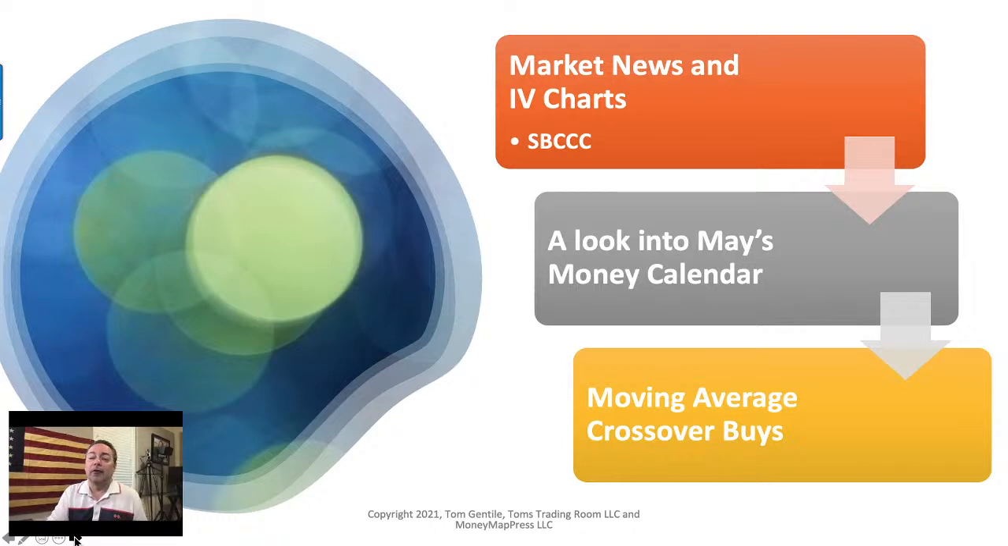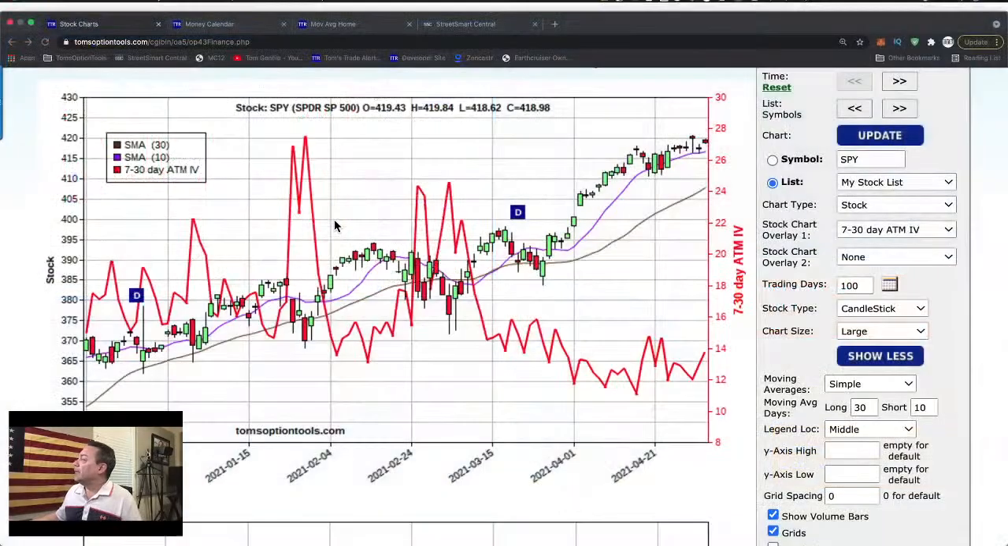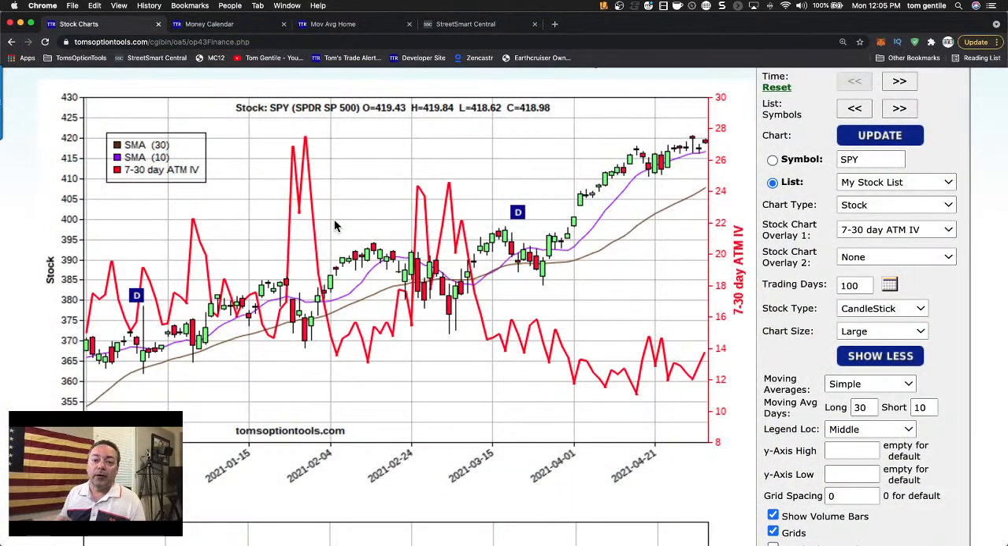So that's the market news. What we'll do is look at those IV charts right now. What I'm talking about with IV charts is when I go to my tools at tomsoptiontools.com. Now, I've got charts up here. Most of this stuff all of you can get.